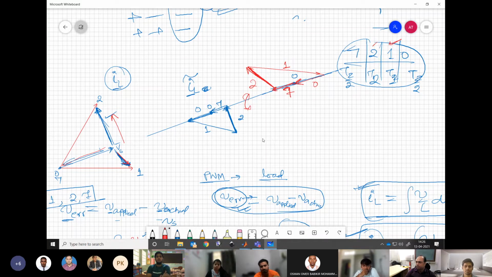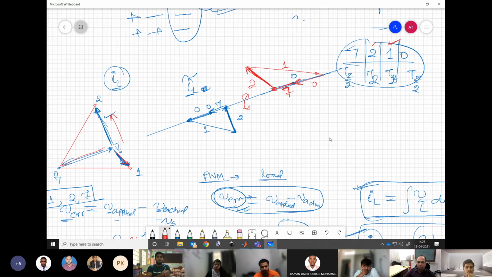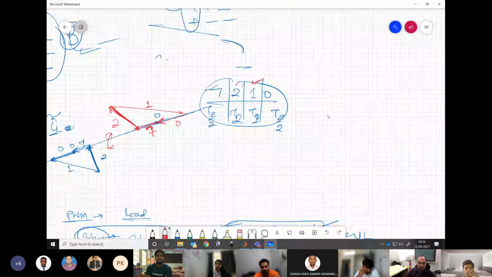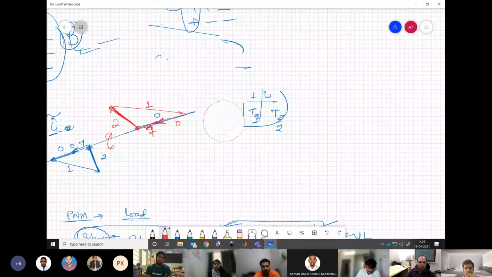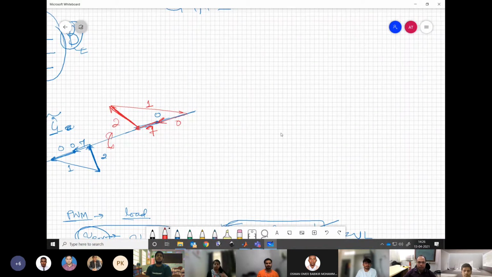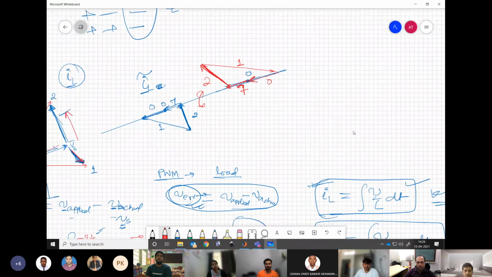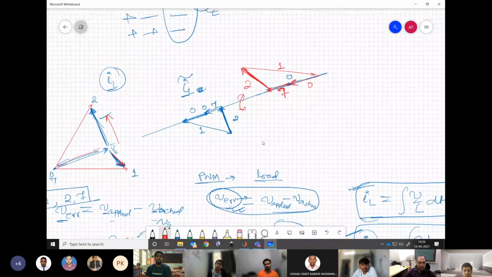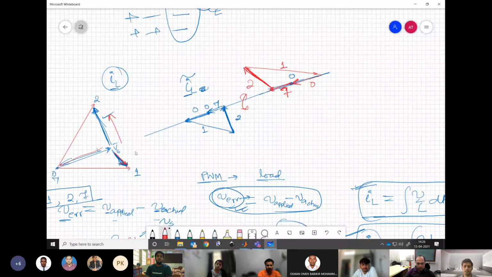Correct? Now, one more thing I will add on top of this. Because this is a vector, obviously it has different components. Soon we will be going into the DQ transformation and motor control, but here, just to give a glimpse, this is a synchronously revolving vector. So our reference frame, which is synchronously revolving, is also going to be attached with this.